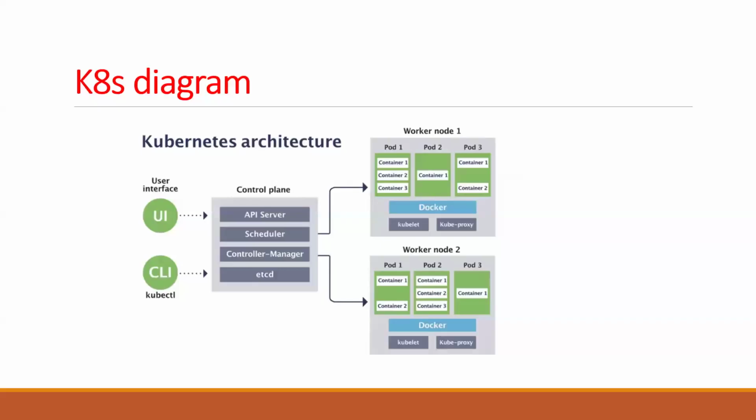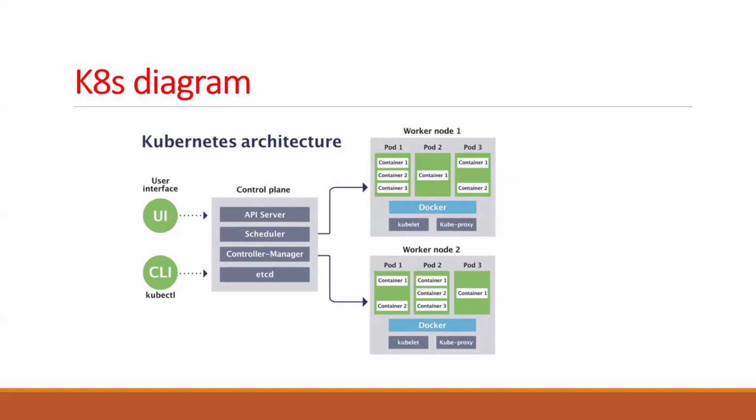Yeah, guys. Now you understood the Kubernetes architecture diagram, right? So now you understood, right? In the control plane, what are the components there? API server, scheduler, controller manager, etcd.